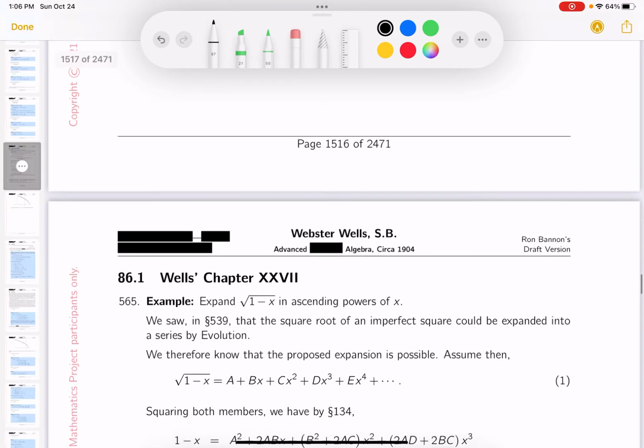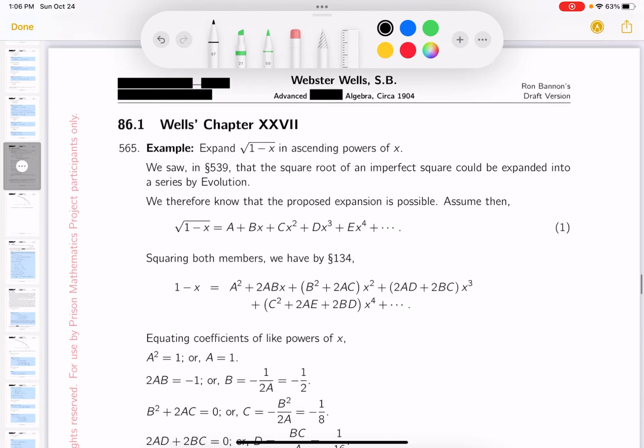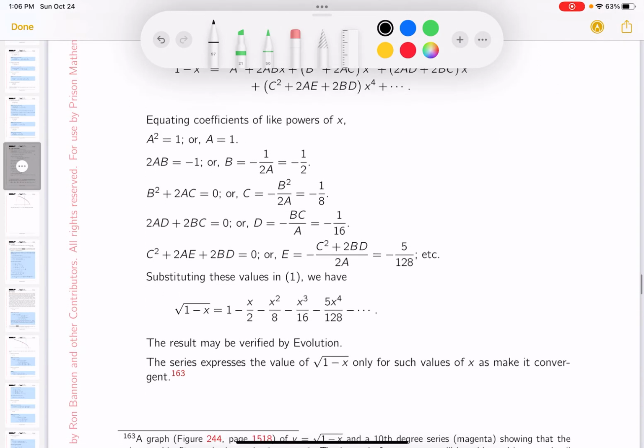So what I'm going to do is briefly look through the content. And this content's about expanding a root of 1 minus x, and where they equate coefficients, and they go through that work. There's certainly other ways to do it.